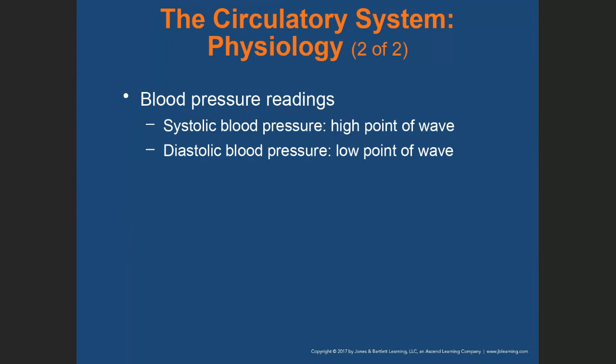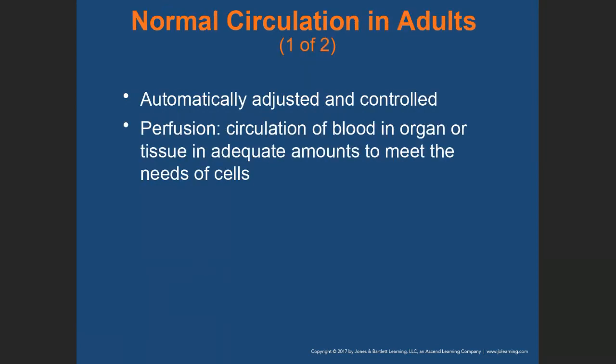Now, blood pressure reading: systolic blood pressure, high point of the wave. Not important to remember that. What is important to remember is systolic blood pressure is when the ventricle contracts. Diastolic blood pressure is when the ventricles are relaxing. So if you want to learn the high point of the wave and low point of the wave, go ahead. I like to keep things simple. All right, now normal circulation in adults.